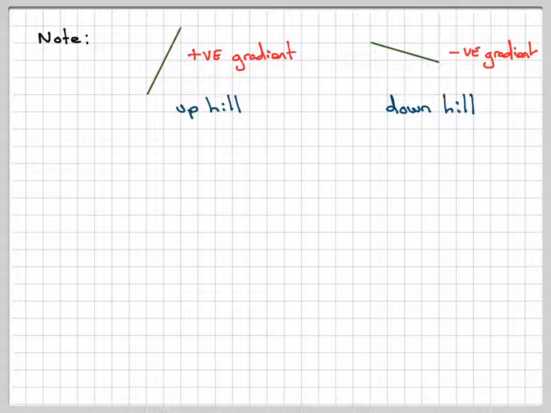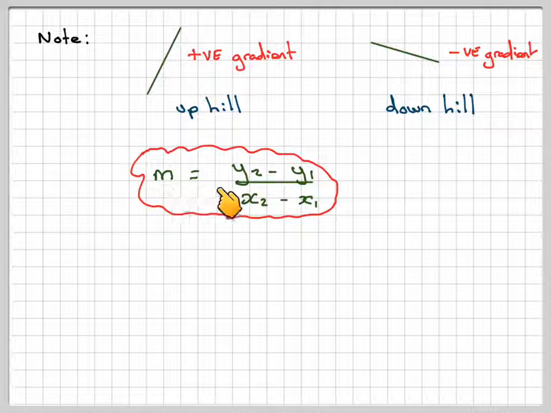So this has been a video to introduce you to the idea of gradients. To find the gradient when you know two points, the general formula is M, standing for gradient, equals y2 minus y1 divided by x2 minus x1. It doesn't matter which coordinate you make x1, y1 and which the other one, x2, y2. It doesn't matter which way round you do it.